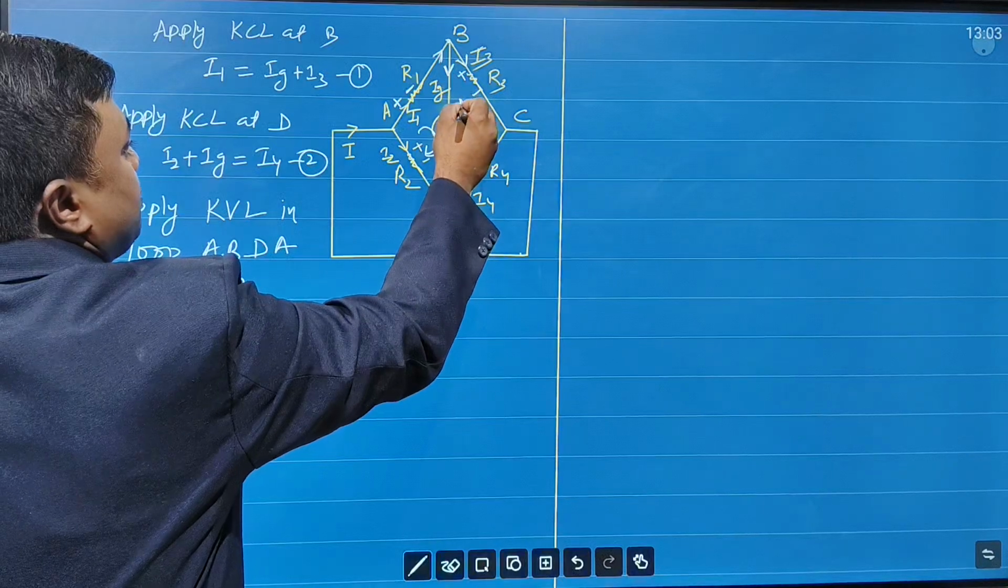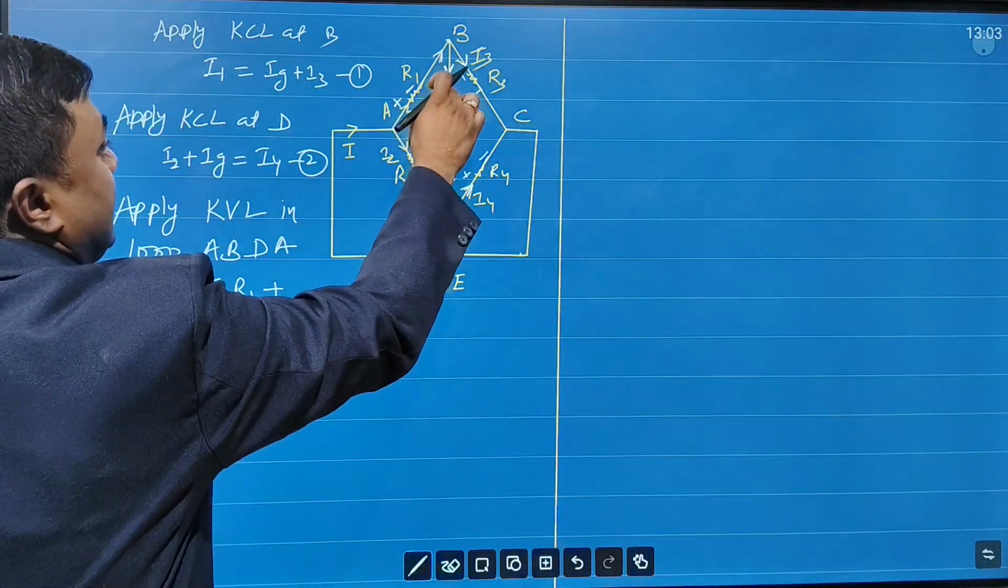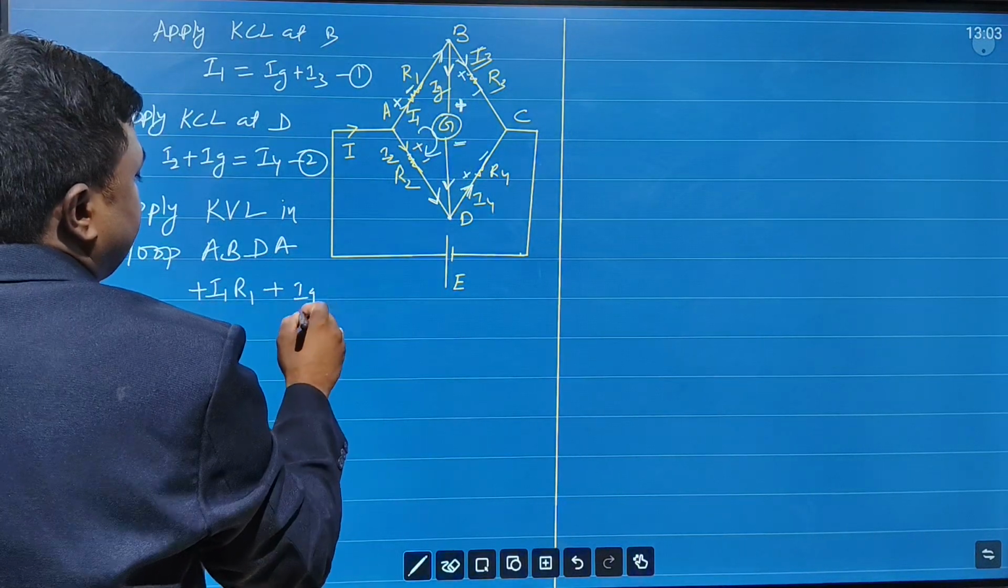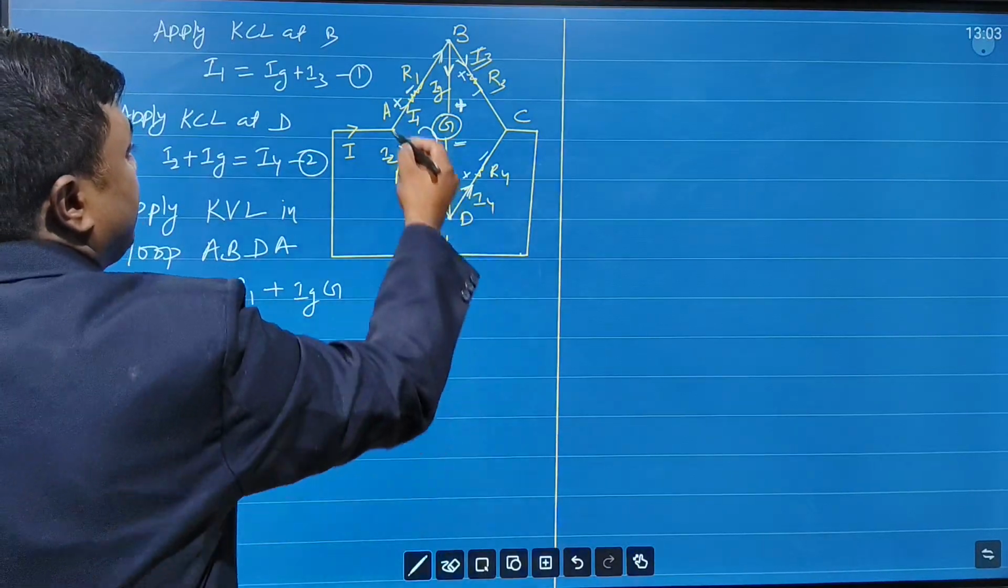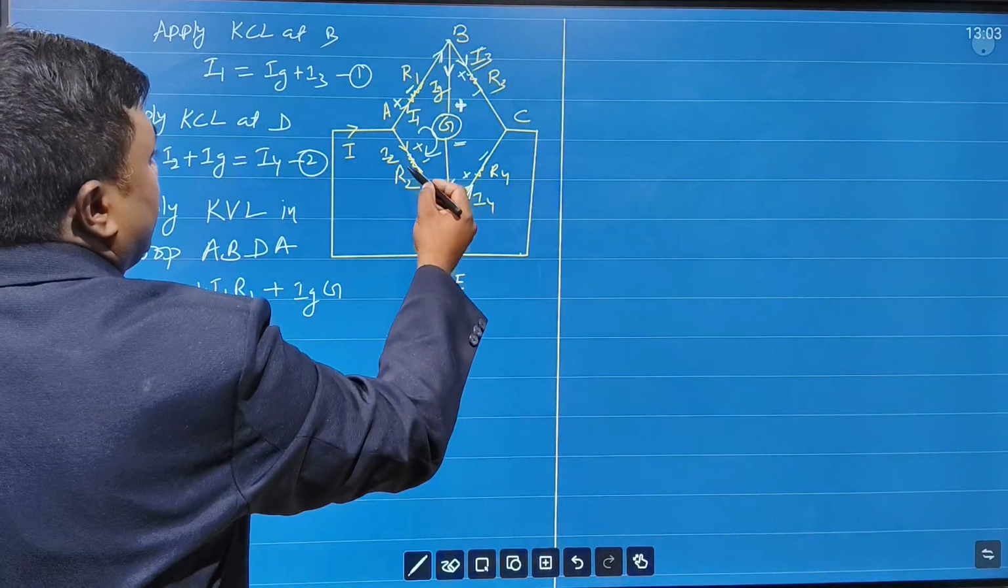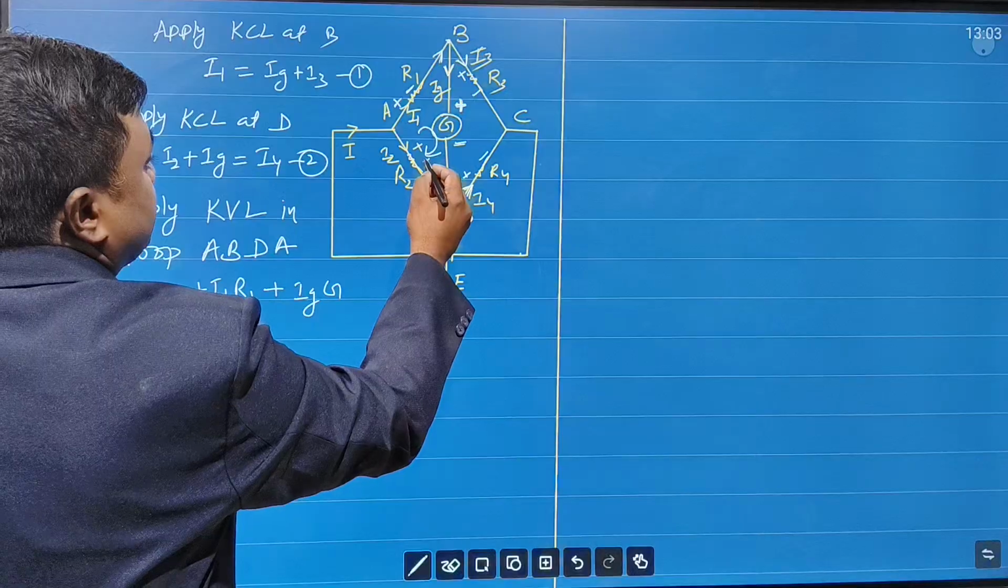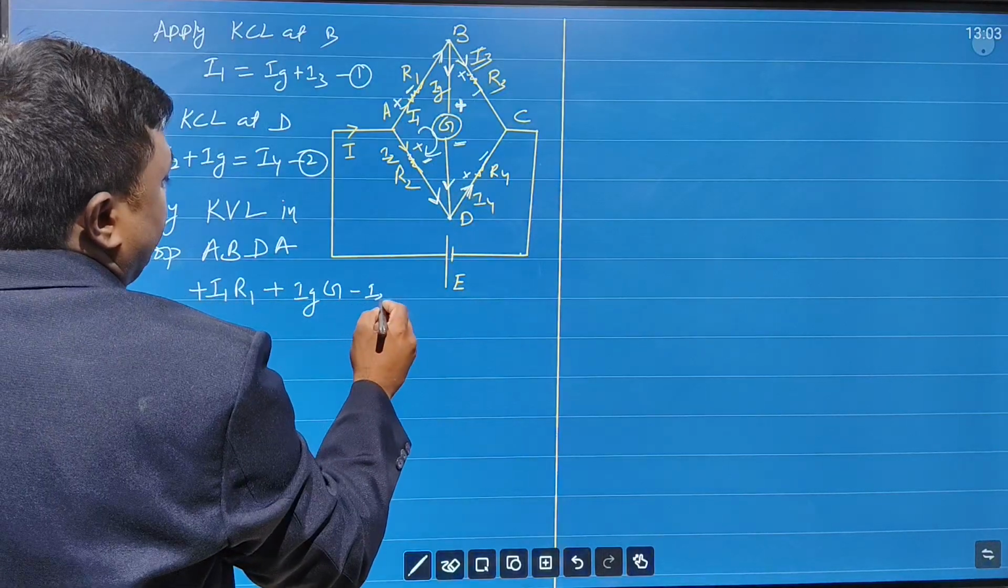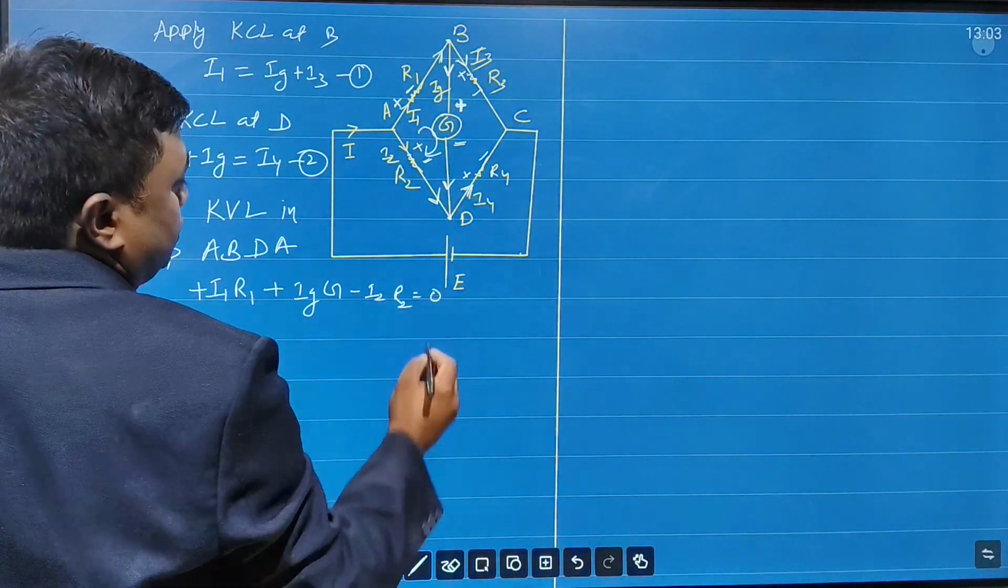Here you see in the branch BD, plus to minus. First sign is positive. So plus current is Ig, resistance is G, so Ig into G. In the branch DA, you see I2 into R2. What is the first sign? Minus. So minus I2 into R2 is equal to 0.